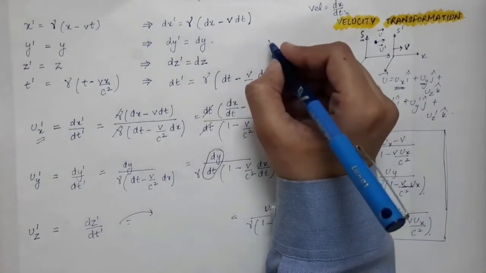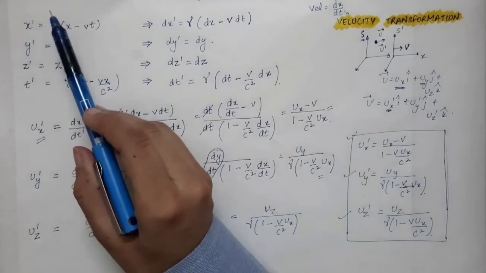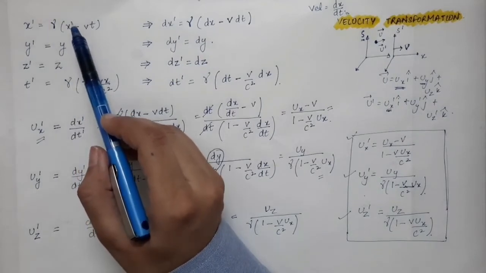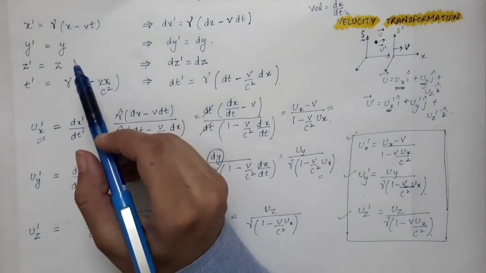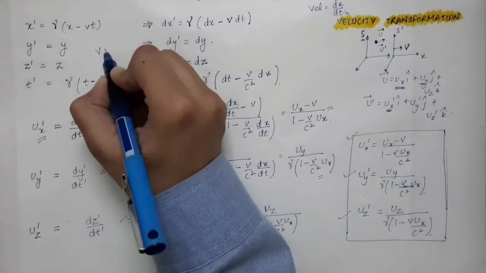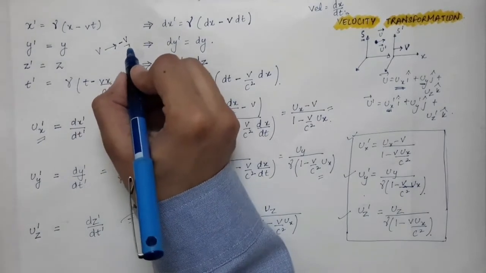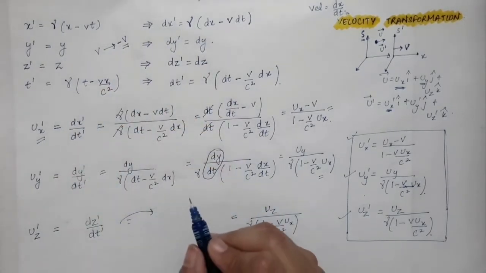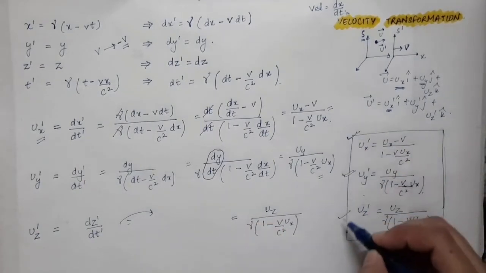And to find the inverse transformation, what we do is, wherever you have prime, you remove that prime, and wherever you do not have prime, you insert the prime. And the third thing that you do is change v to minus v. So wherever there is v, you put minus v. That will give you the inverse transformation equations. And a similar thing you can do over here also.